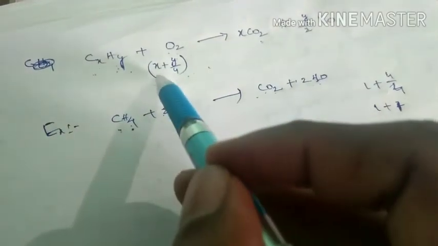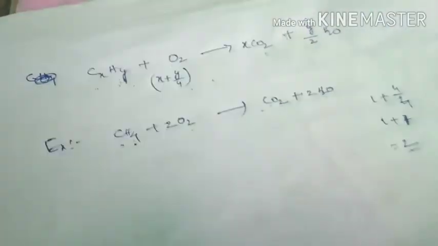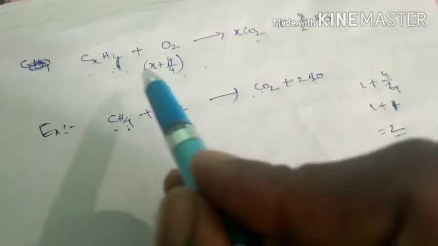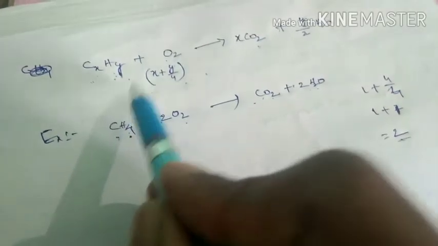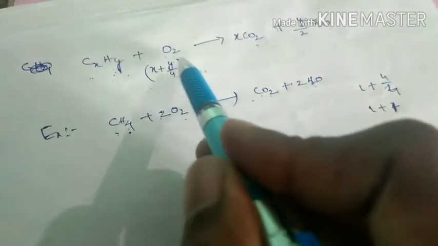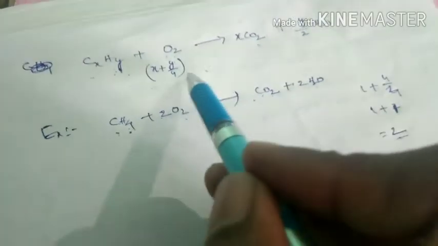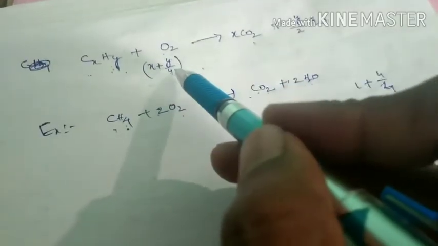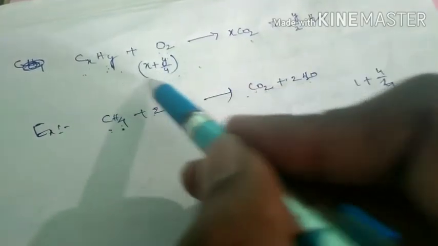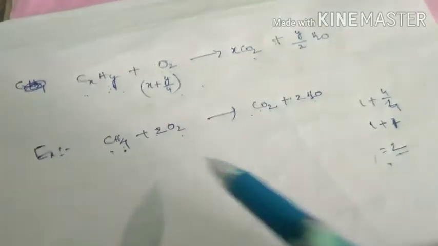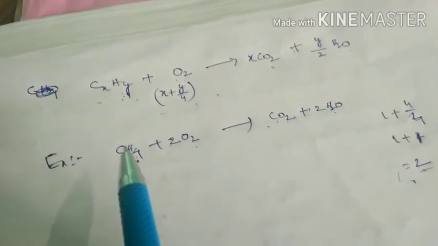We can't follow the x plus y by 4 model in all equations. When any hydrocarbon undergoes combustion, in order to balance oxygen atoms, we can follow this one, x plus y by 4. Then also we get the same value. So what is the meaning of this reaction?